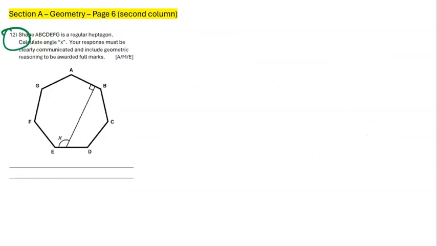And the final question, question number 12, this is the last excellence question. It's the last question from section A in geometry. It's a bit of a long section, but just a reminder, your real one should be slightly shorter.